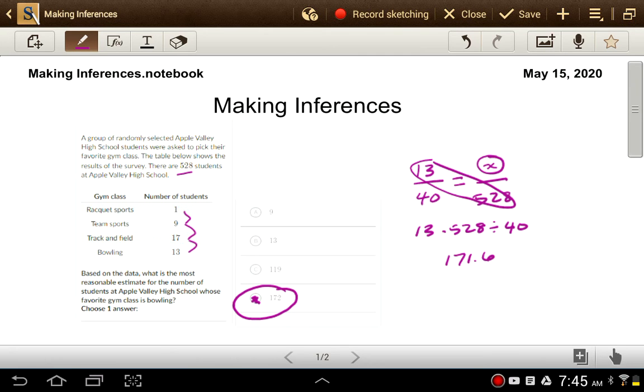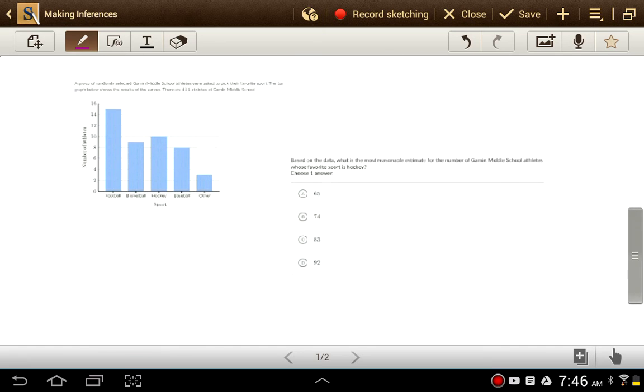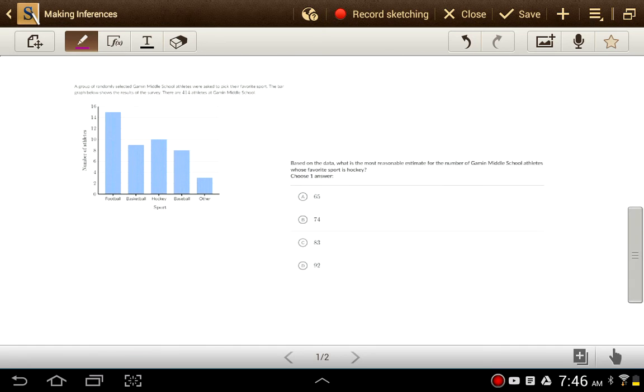Okay, I'm going to go on to the next example. In the next example, we have a bar graph here. Same idea. So I'm going to take the number of students. This wants to know how many like hockey. So I'm going to look at hockey. There's 10 for hockey. So I'm going to take 10 over the total number. So I add up all these categories. And when I add them up, I get 45 total people interviewed. So 10 out of 45.